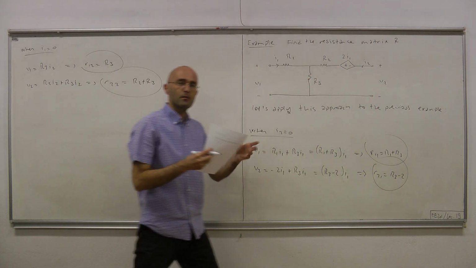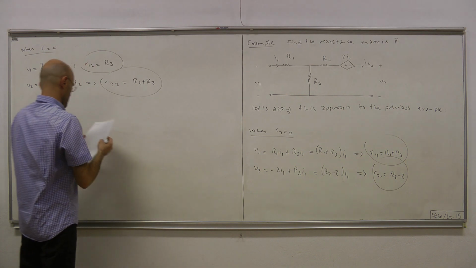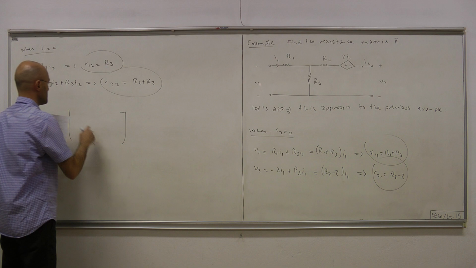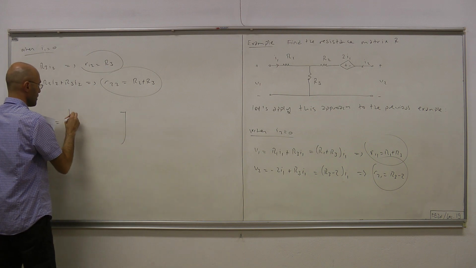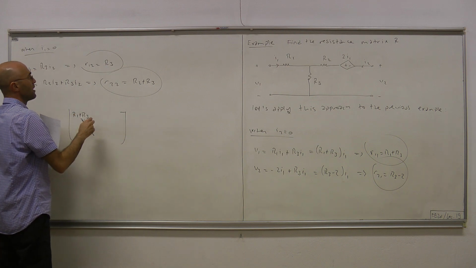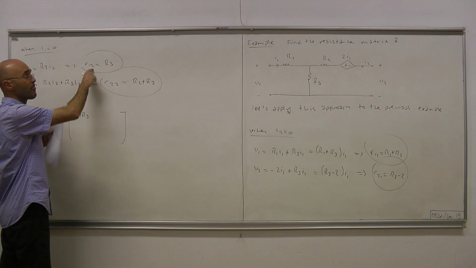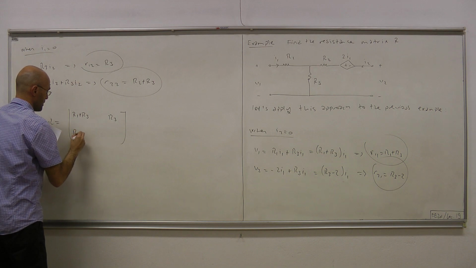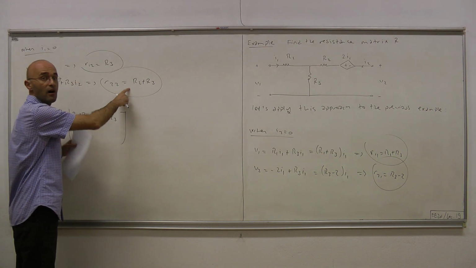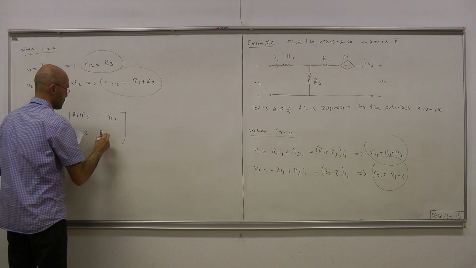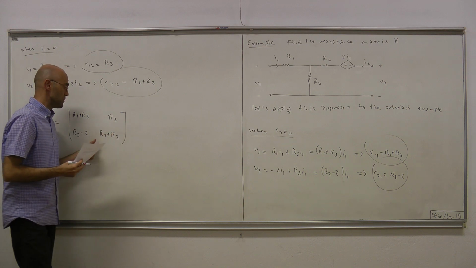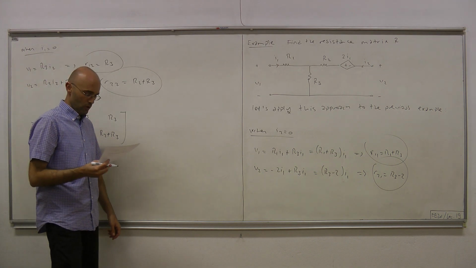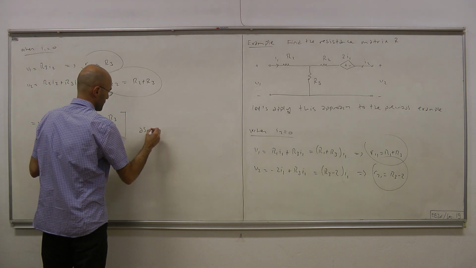Okay. Now combining all these four entries, gathering them in the resistance matrix, what we have here is R11 is R1 plus R3, R12 is R3, R21 is R3 minus 2, and finally R22 is R2 plus R3. Now, this is exactly the same resistance matrix that we obtained earlier. Okay, and that's what we expect.